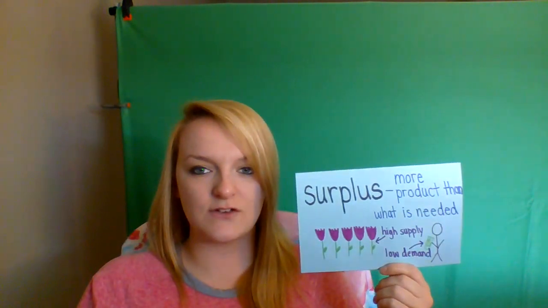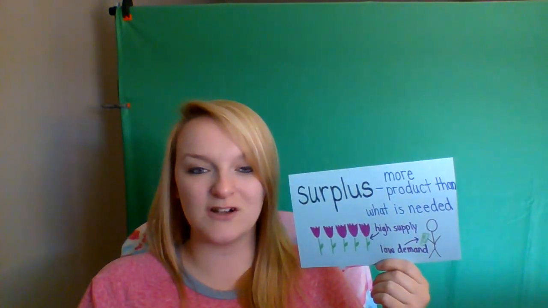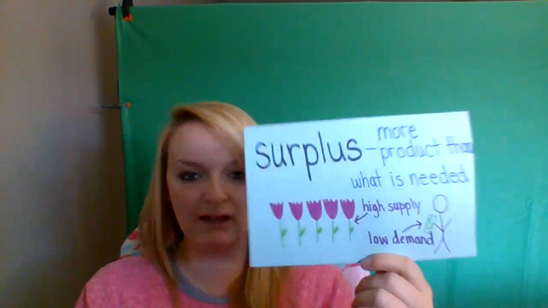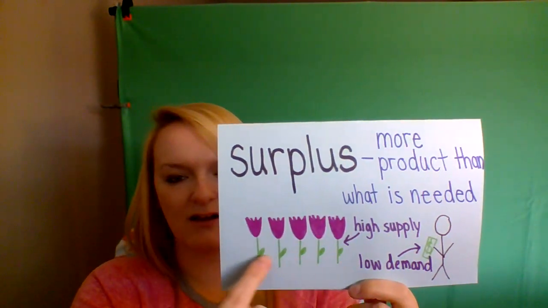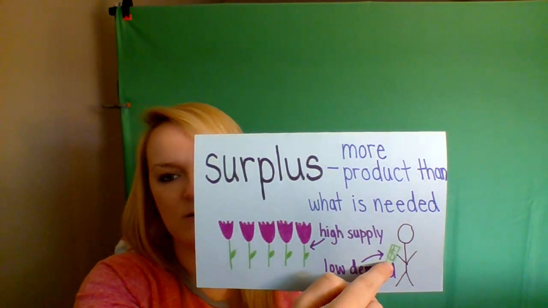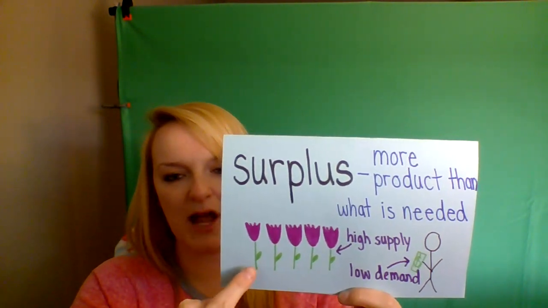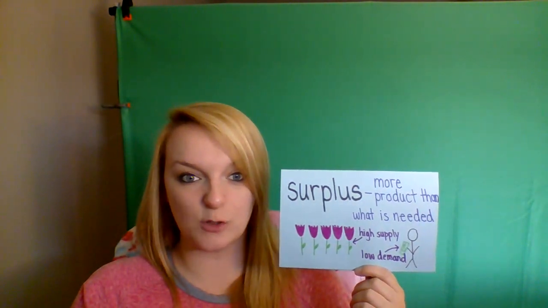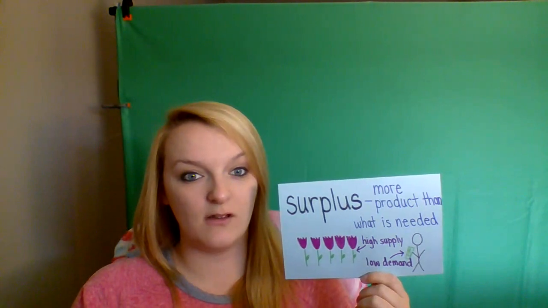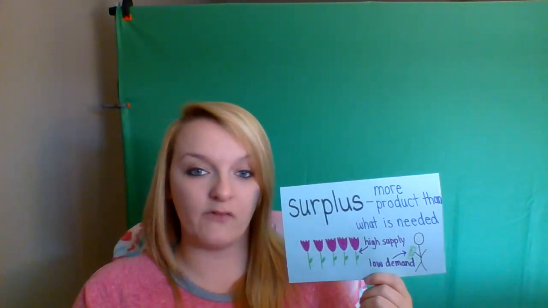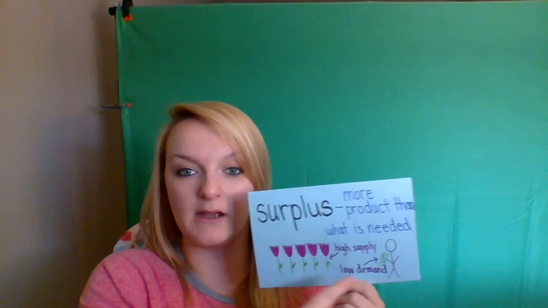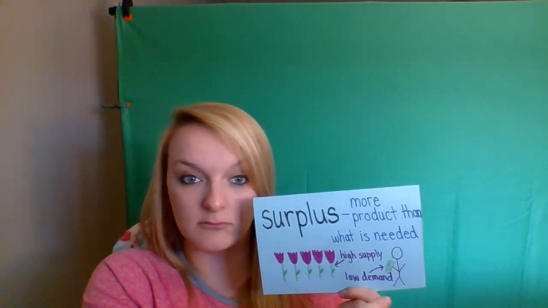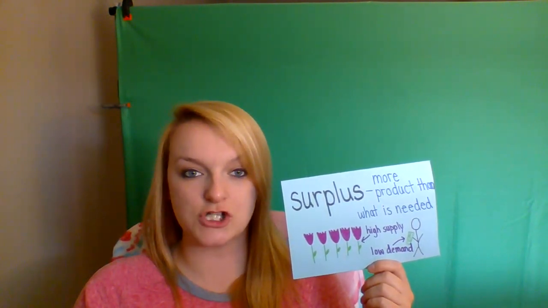Okay? The other word is surplus. Surplus is when there is more of the product than what we need. Here I have a high supply. There are lots of flowers, but there's a low demand. There's only one person that wants to buy them, even though they're all here. What usually happens when there's a surplus is things go on sale, because no one's really buying them and they don't want to have so much of that product and only one person to buy it. So a lot of times a surplus means there'll be a sale at the store where things are cheaper.